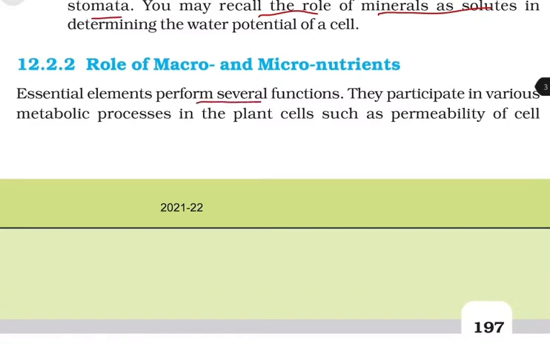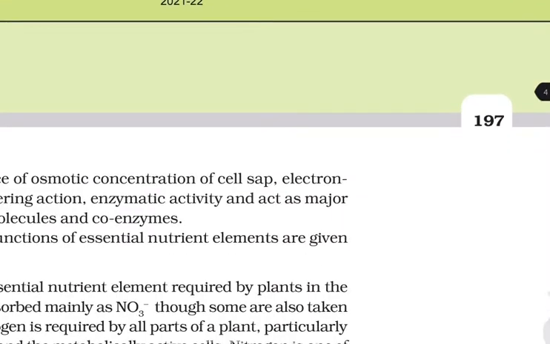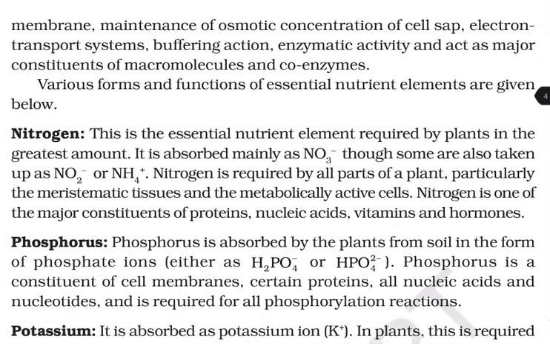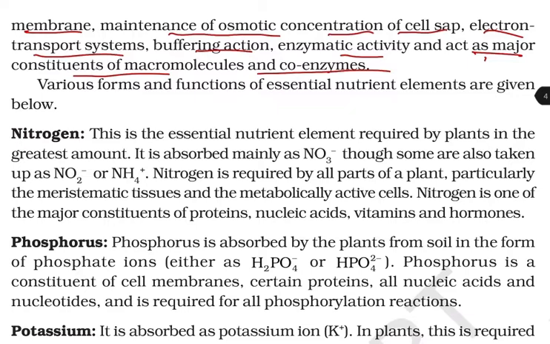Essential elements perform several functions and they participate in various metabolic processes in the plants, such as permeability of the cell membrane, maintenance of the osmotic concentration of cell sap, electron transport system, buffering action, enzymatic activity, and act as a major constituent of macromolecules and coenzymes. Various forms and the functions of the essential nutrient elements are given below.